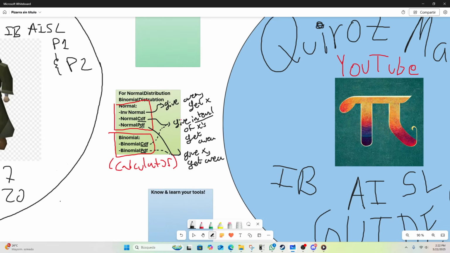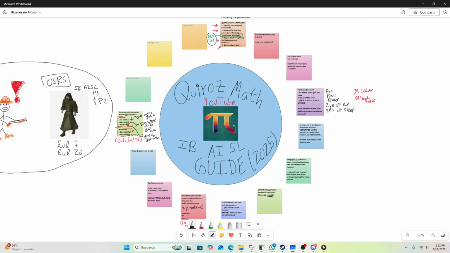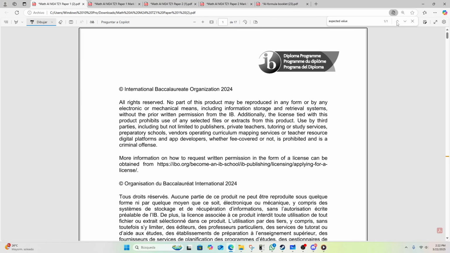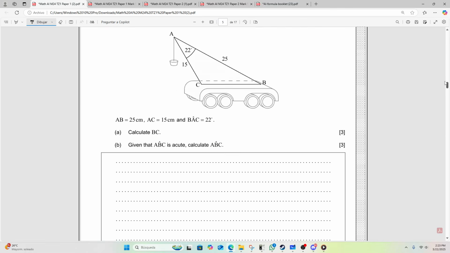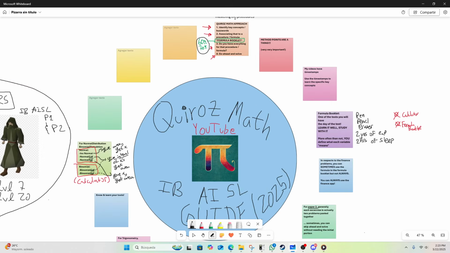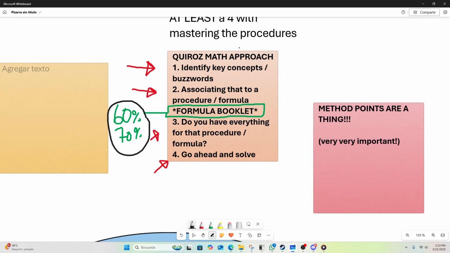So by now, I've pretty much explained everything from the formula booklet. And just so that you believe me, now we're going to go through the paper, except for the ones we already established, and see how we can use the Quiroz Math methodology. So remember, the Quiroz Math approach is: identify the key concepts and buzzwords, associate this to the procedure or the formula in the formula booklet, make sure you have everything you need in order to use that procedure or formula, and then go ahead and solve.